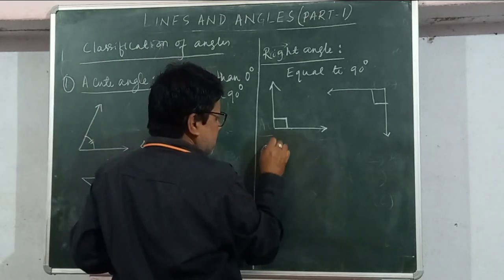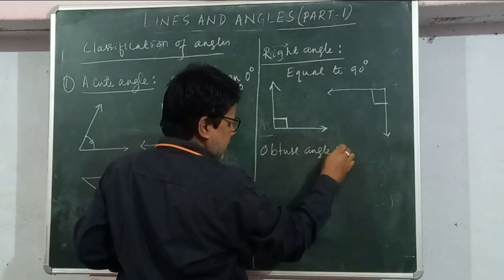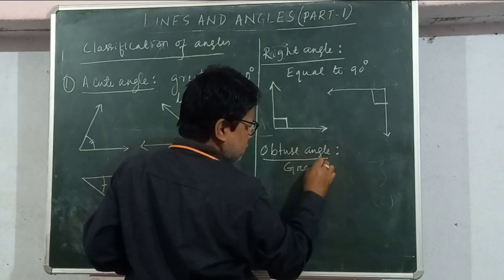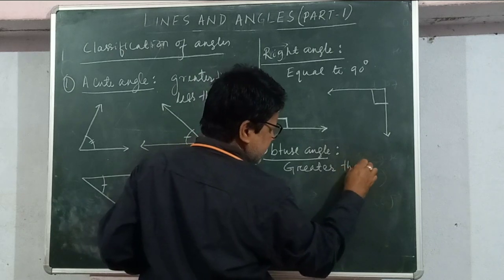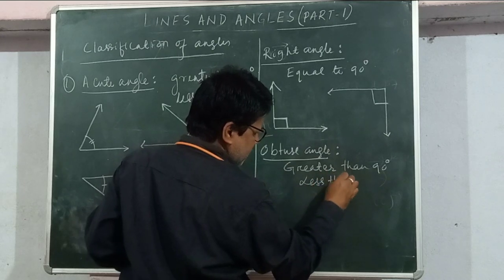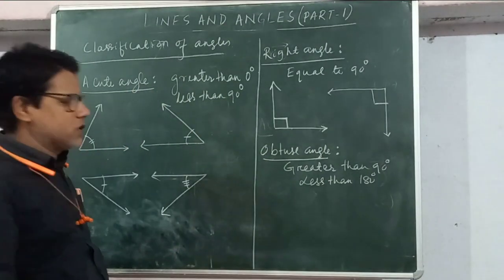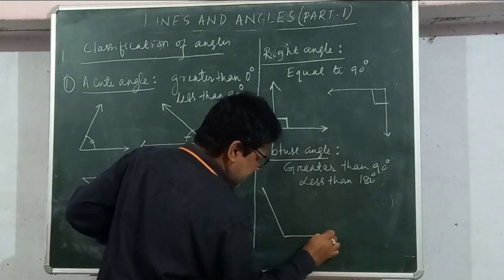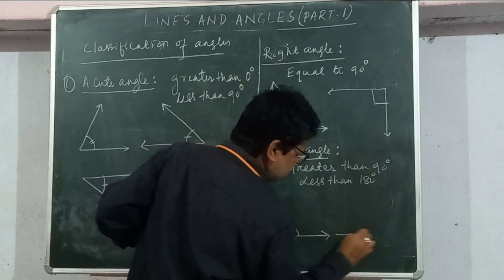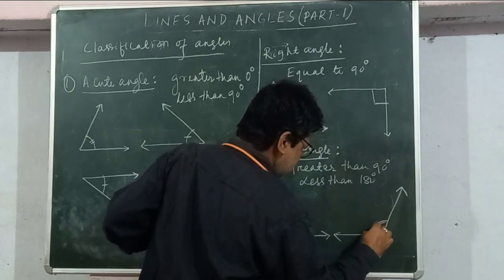Then obtuse angle. An angle whose measure is greater than 90 degree but less than 180 degree is known as an obtuse angle. So the figures are like this. These are obtuse angles.